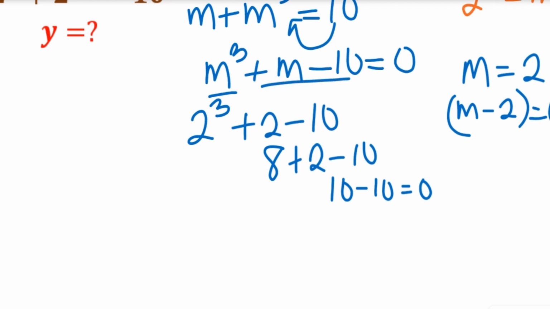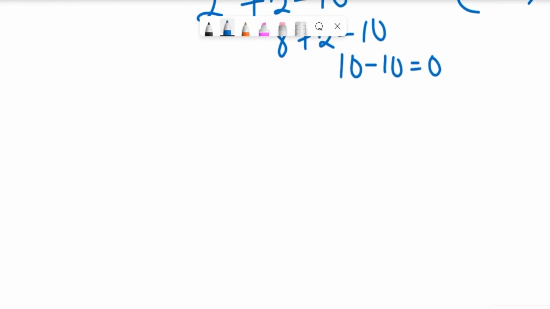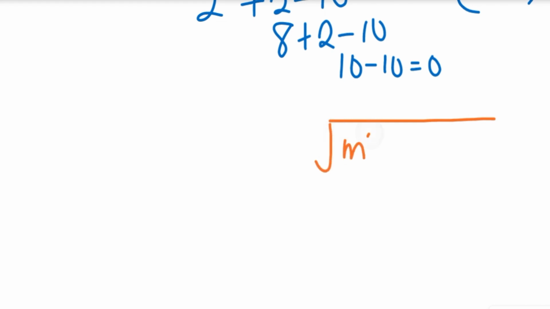So having gotten that factor, what we need to do now is to find the other factors, because since it's a polynomial equation, we must have 3 factors as a solution. So we're going to use that factor to divide the main polynomial, which is m to the power of 3 plus m minus 10. So we're going to use m minus 2 to divide this.